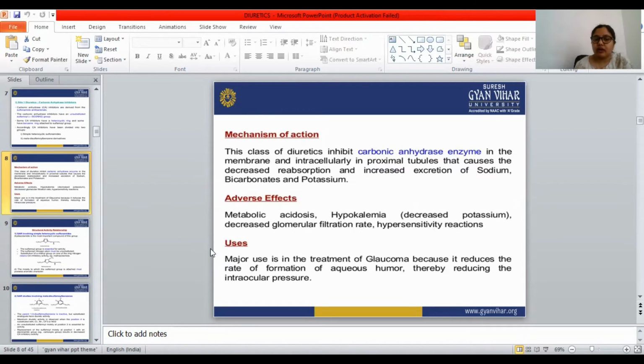Let's discuss the uses of the carbonic anhydrase inhibitors. The major use is in the treatment of glaucoma, because they reduce the rate of formation of aqueous humor, thereby reducing the intraocular pressure. So these are the common mechanism of action, common side effects, and common uses of the carbonic anhydrase inhibitors.